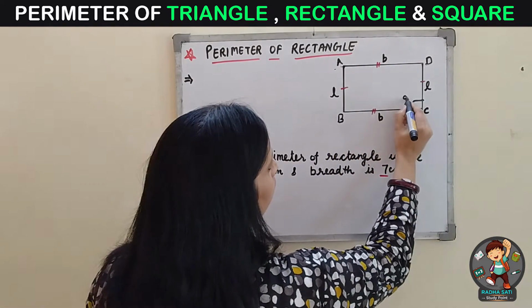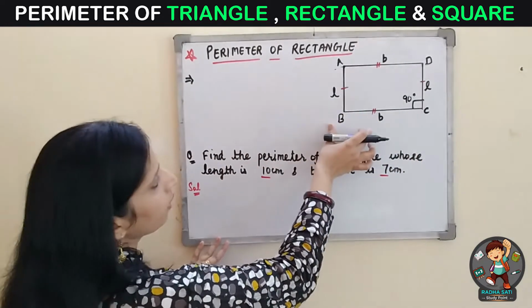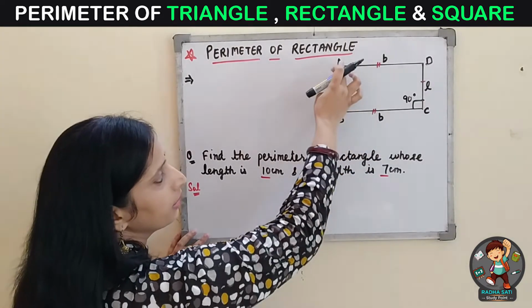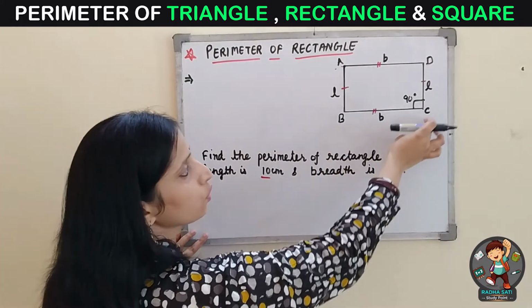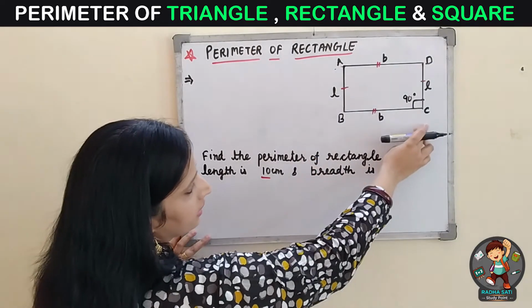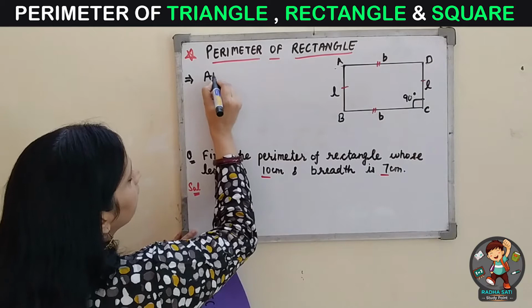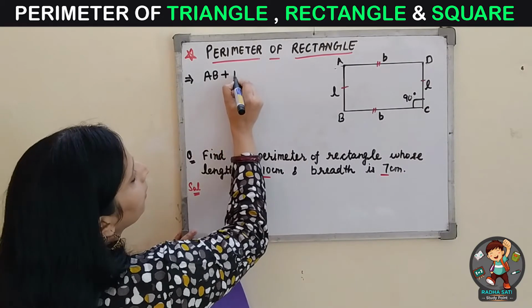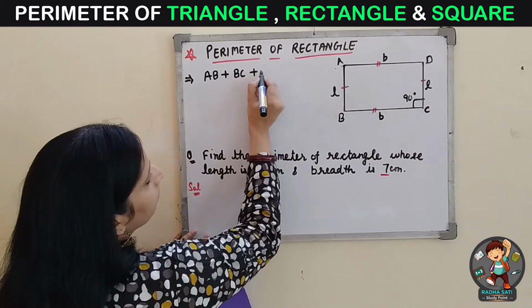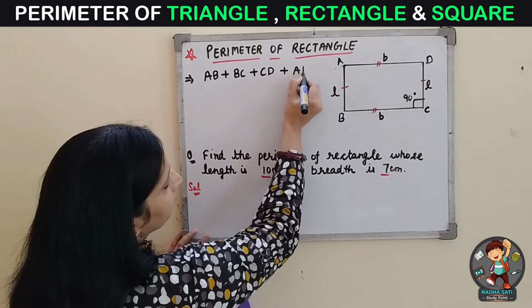Now we will find the perimeter of a rectangle. Again, the perimeter of a rectangle will be the sum of its boundary, the sum of all its sides. Here the sides are AB, BC, CD and DA. Let's write: the perimeter will be AB plus BC plus CD plus AD.